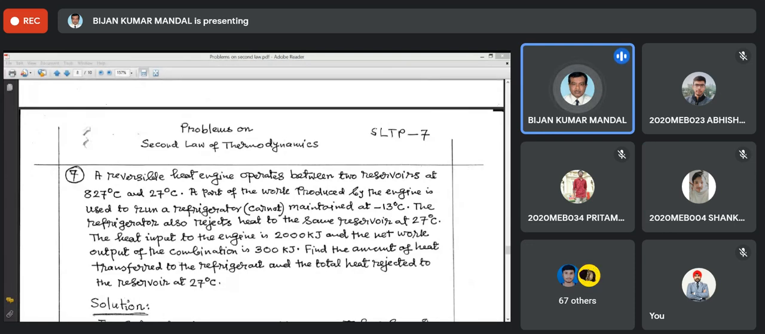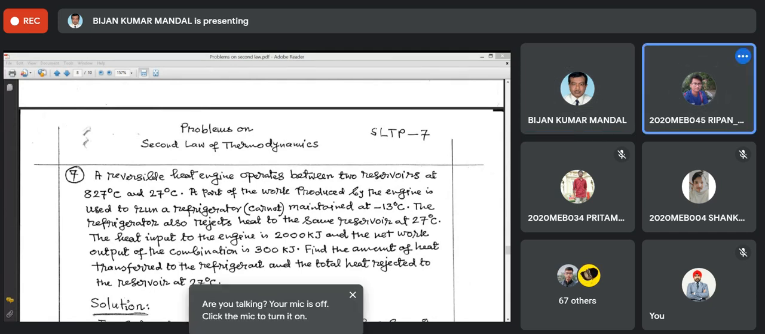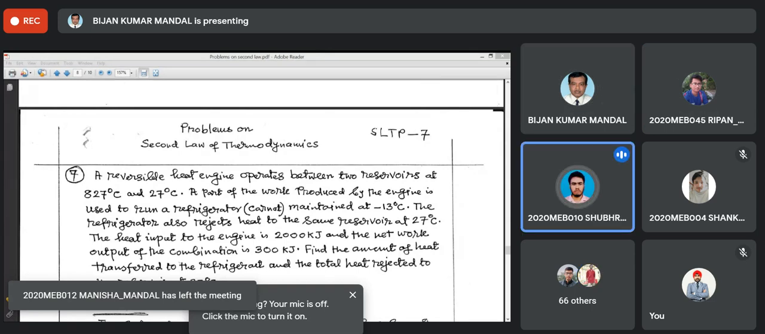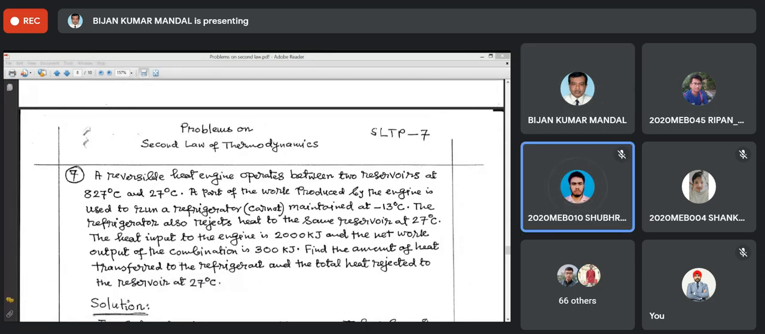Roll number 45. Ripon. Ripon, are you here? Hello, sir. What is the meaning of that? Why are you not able to answer that? Are you not able to follow? Total work output minus total work input. Where is the output? Where is the input?